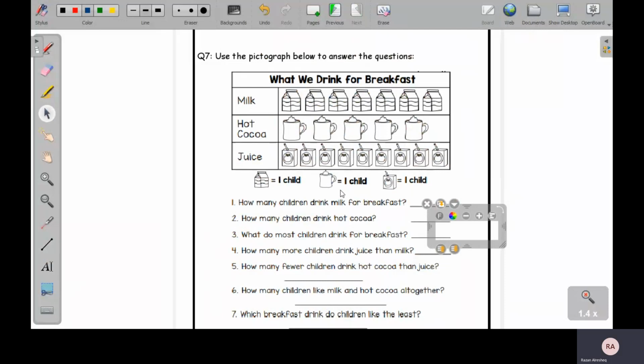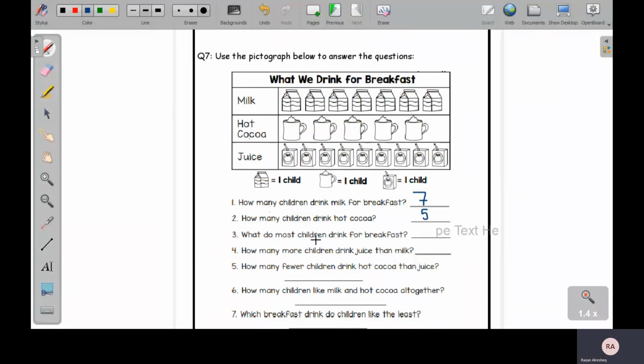Let's go to question 1. Question 1 says, how many children drink milk for breakfast? I go to milk and I count by ones. 1, 2, 3, 4, 5, 6, 7. So here, I'm going to write 7 as my answer. Number 2 says, how many children drink hot cocoa? Let's count. 1, 2, 3, 4, 5. So I write 5 here.